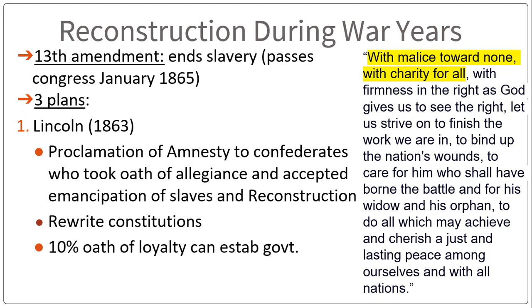Reconstructionists were trying to rebuild the South, basically allowing the involvement of the federal government. The states would have to rewrite their state constitutions in the South, and as long as 10% of the people in charge and the former soldiers took an oath of loyalty, that loyalty could be reestablished, and they could start establishing the new state governments. And you see this highlighted part right here: with malice toward none and charity for all. That was the overall goal of Lincoln, that we heal the wounds of the country and we not hold grudges against one another. All right, so that is Lincoln's plan.